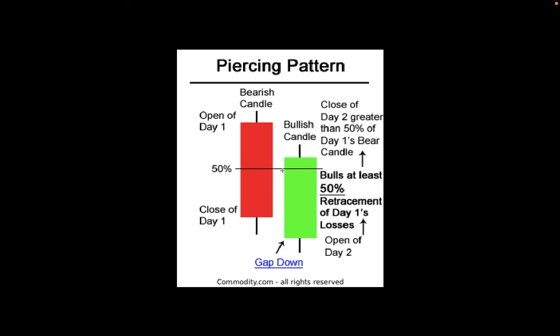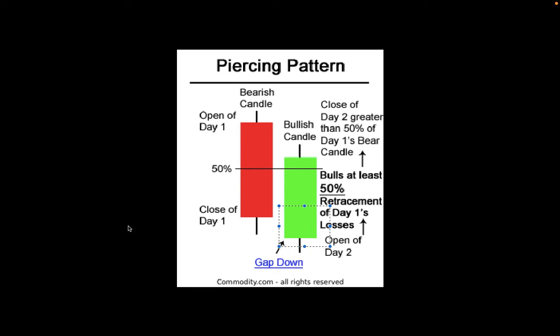The second candle, on the next day, opens with a lower gap but manages to close at least halfway into the preceding red candle's body. The next day's candle is at least 50% of the red candle. The pattern ends the minor downtrend.